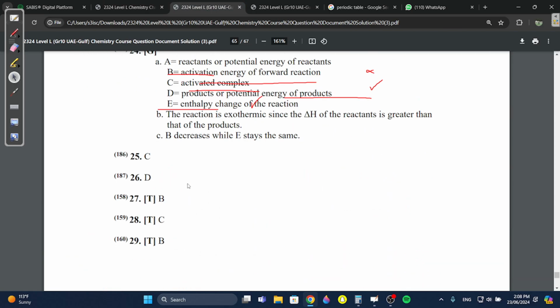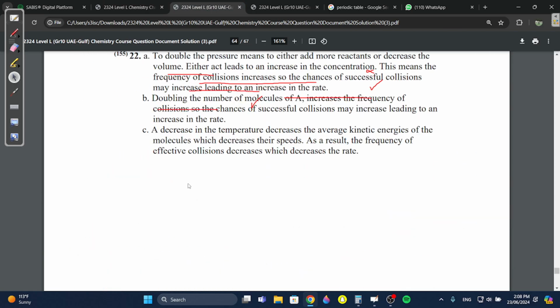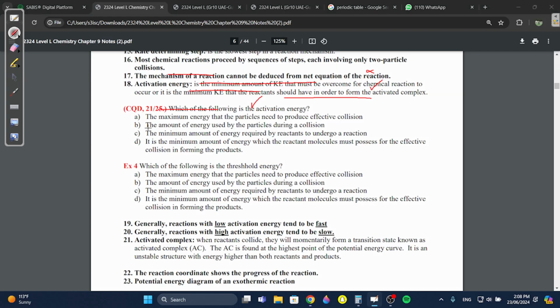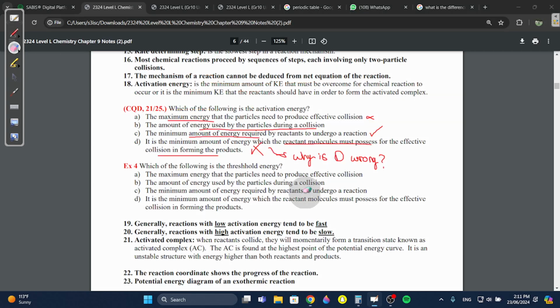C. Okay, I don't know why D is wrong. Let me check. Okay, after looking it up, there are two types of energy: activation and threshold. Activation is the energy to undergo a reaction, to do the reaction. However, threshold energy is the energy the reactant molecules must possess for the collision.